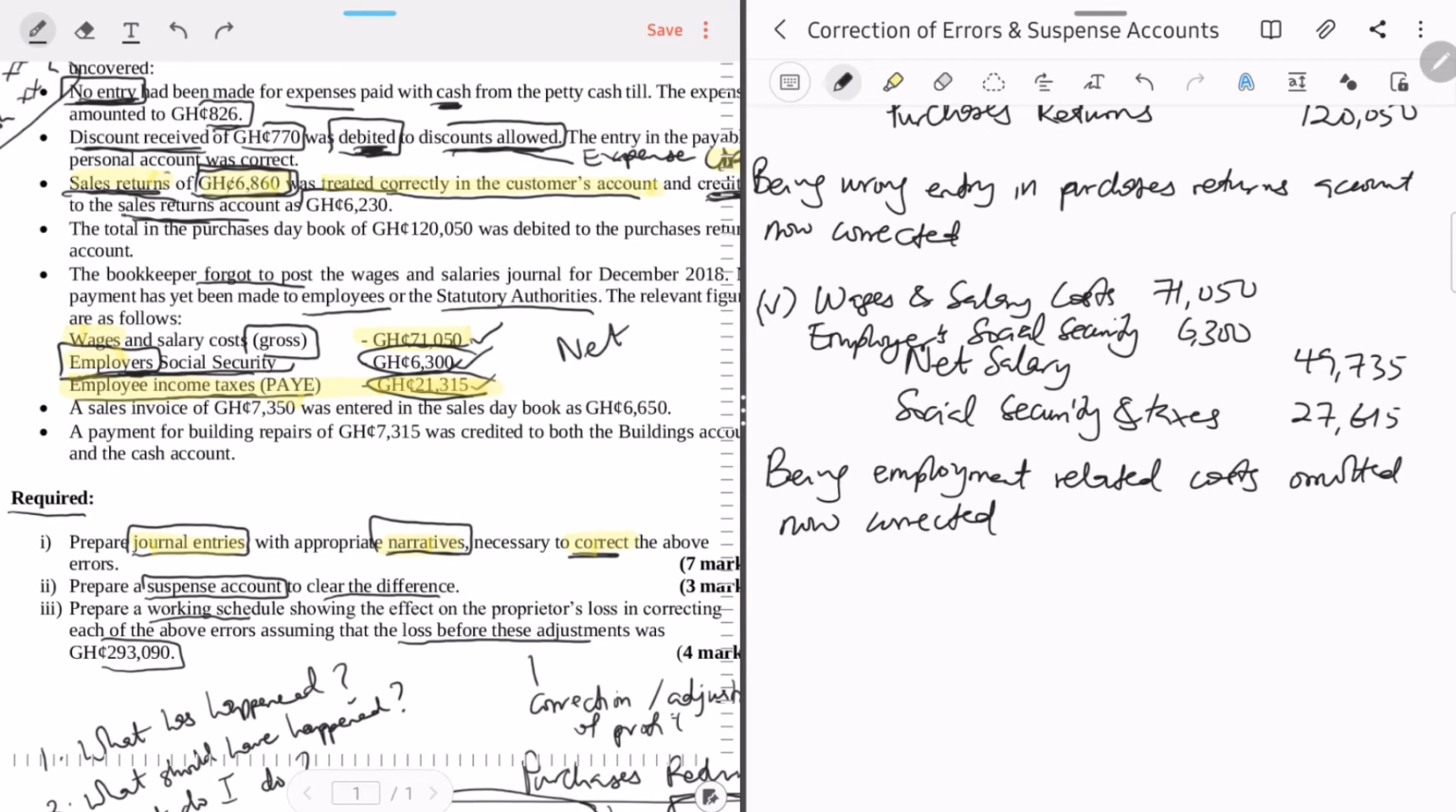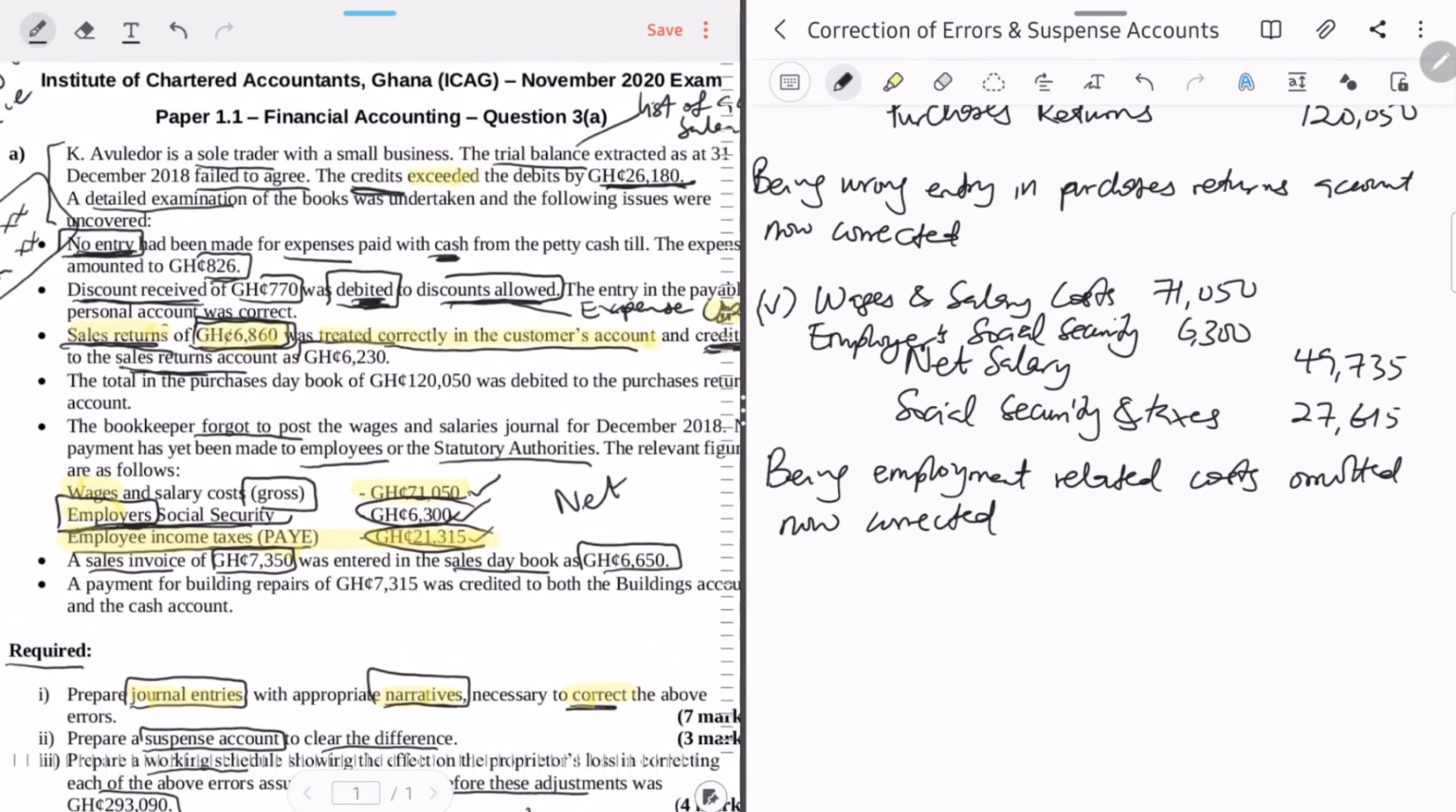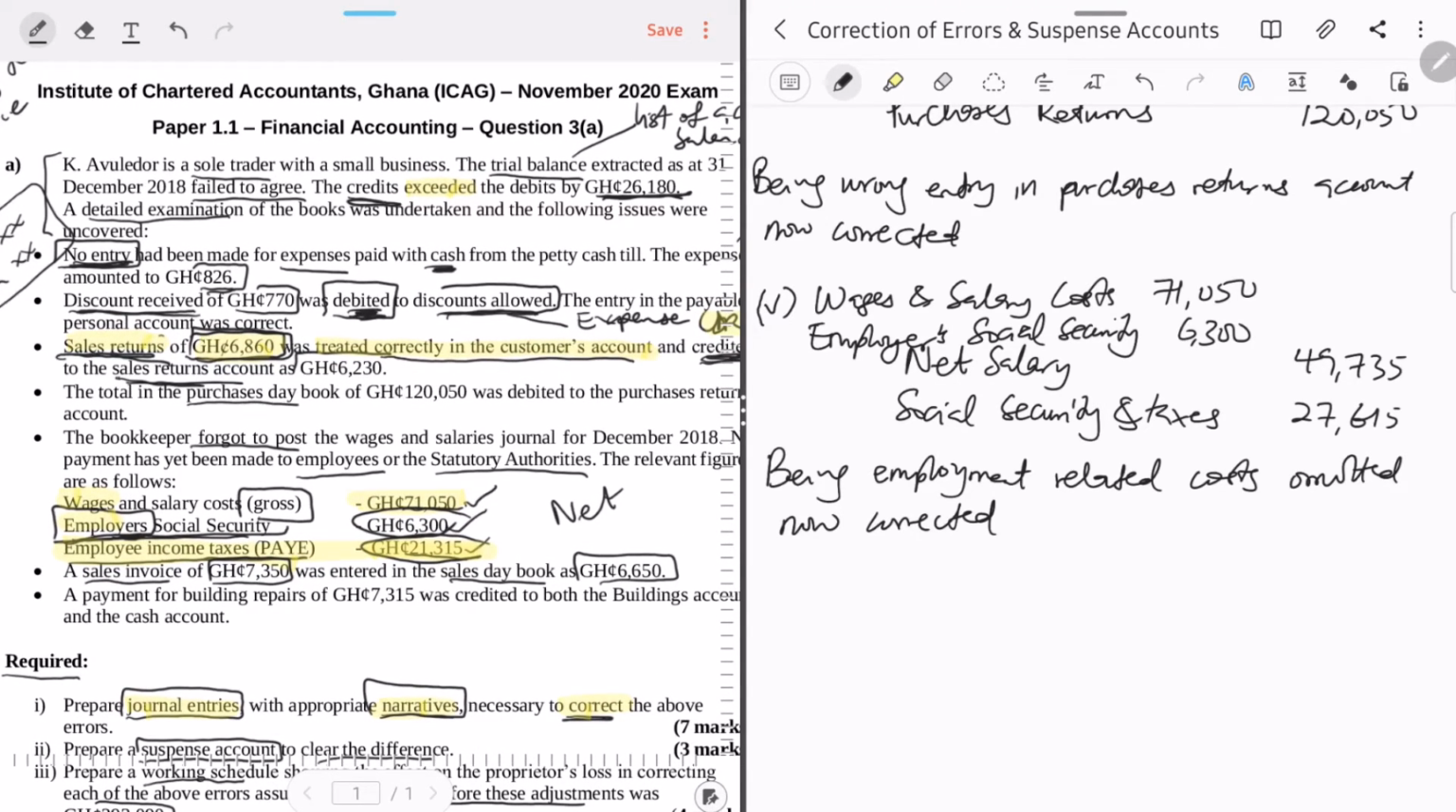Okay, a sales invoice of 7,350 was entered in the sales day book as 6,650. Remember I told you at the top where we met the purchases day book that the day book is essentially just a book where we enter initial transactions. So the purchases day book is just a list. You go in, you buy something, you write it in, you buy something, write it in. At the end of the month, you sum everything up, then you post it to the purchases account on the debit side.